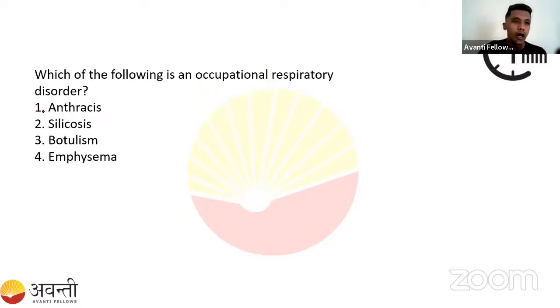So we have the second question now. Which of the following is an occupational respiratory disorder? Anthracis, silicosis, botulism, emphysema. So these are your 4 options. Again, the time is ticking. You have 1 minute to answer this question. So I will relaunch the poll. You can now answer this question. The polls are live.